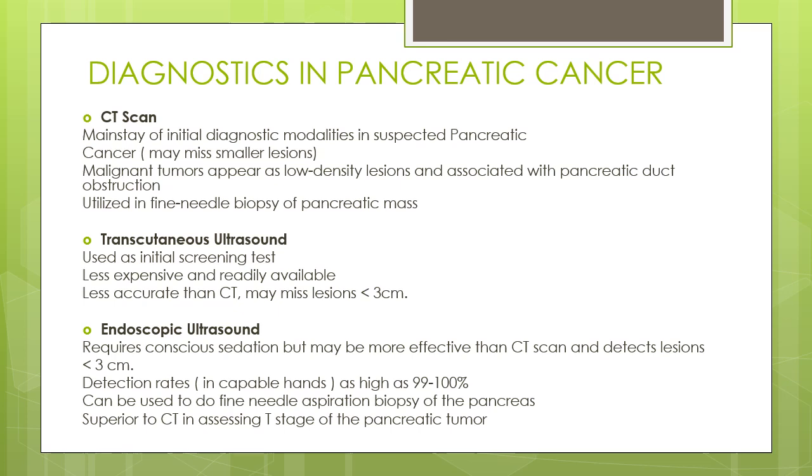Ultrasound may be used as an initial screening test, but it's generally less accurate and may miss lesions less than 3 centimeters. Endoscopic ultrasound may be more effective than CT scan in detecting lesions less than 3 centimeters. Its detection rate may be as high as 99 to 100% in the hands of a capable endoscopic ultrasound operator. EUS is also utilized in doing fine needle biopsy of the pancreas, and it is superior to CT scan in assessing the T stage of the pancreatic tumor.